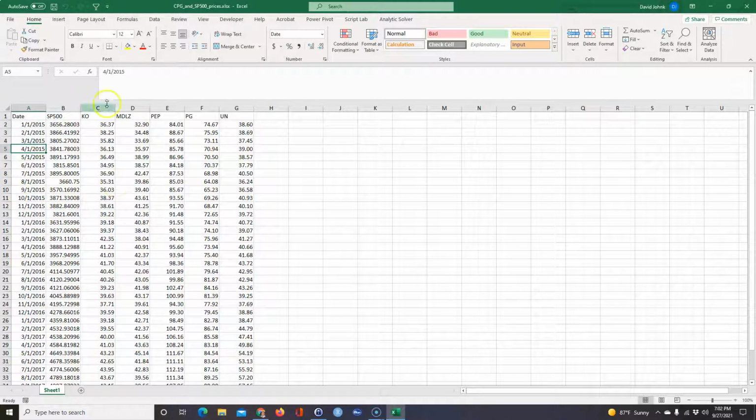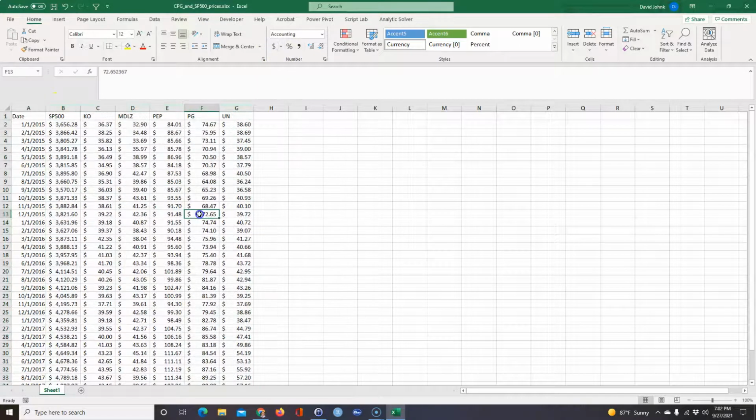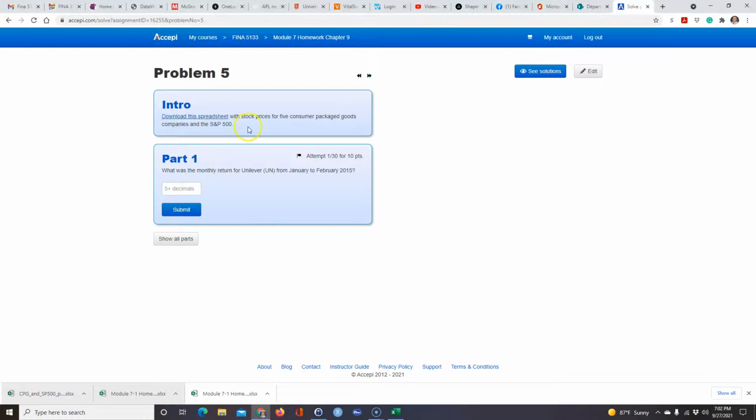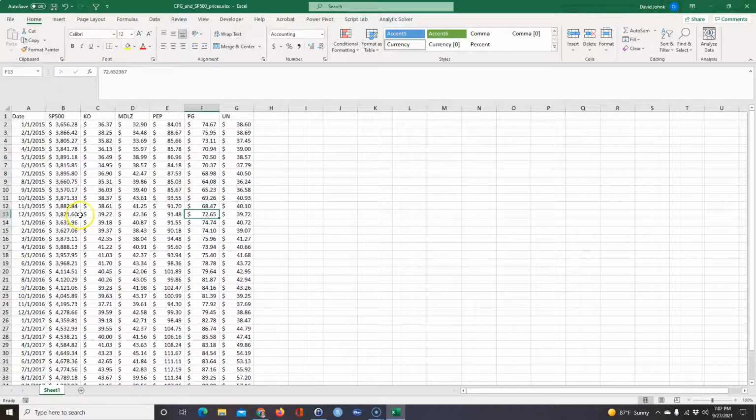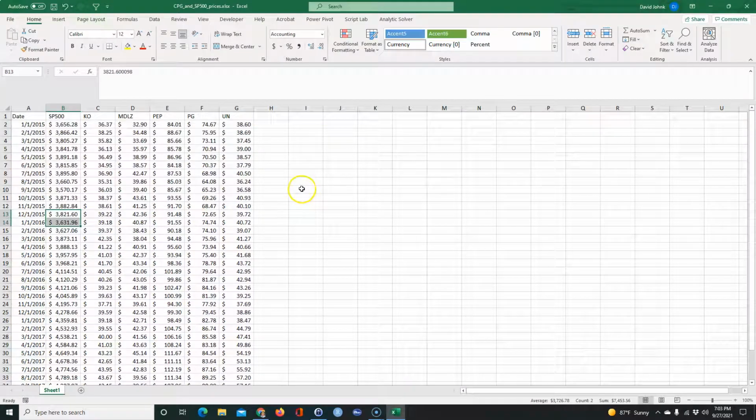Okay, so sometimes just to make it make more sense, we could go ahead and change that to dollars just to show that they're dollars. And if we go back to the problem, so we have that. So they want to know the monthly return for Unilever from January to February in 2015.